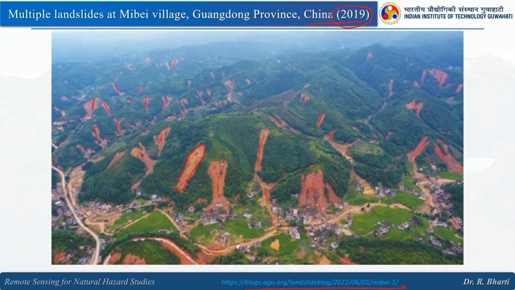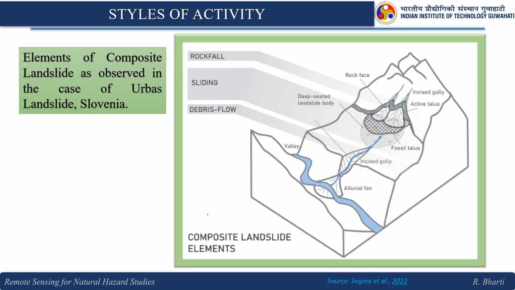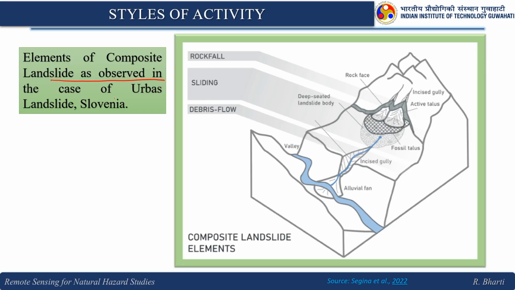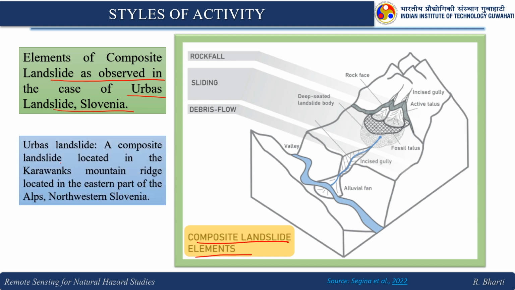So, this is one case which I wanted to show because this kind of field traces you can easily see in the surroundings, right. Now, let us see the elements of a composite landslide as observed in the case of Arba's landslide, right. So, here you can see the composite landslide elements. And Arba's landslide, if you do not know, is a composite landslide located in the mountain ridge of the eastern part of the Alps, northwest Slovenia, right.